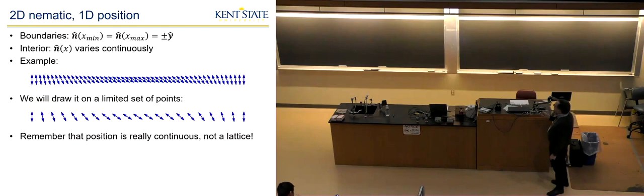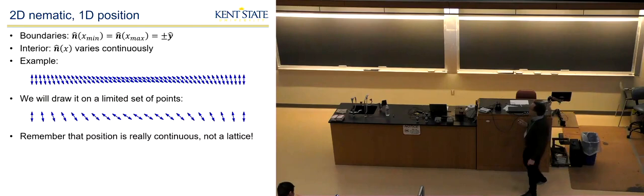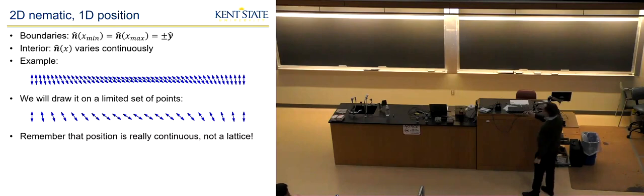Let's begin by supposing that we have a two-dimensional nematic order that's a function of 1D. That makes a picture like this one. Let's suppose we have boundary conditions, like the boundary conditions that I talked about yesterday, where at x min the director has to be vertical, and at x max the director has to be vertical. In between, it can do something complicated. It can vary continuously like that.